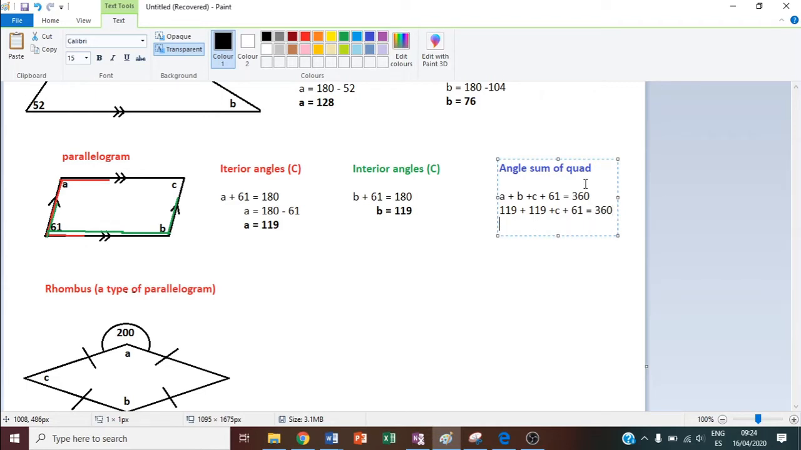My equal signs aren't lined up. I really like to have my balanced equation, so I'll line that up. Okay, 119 plus 119, that's going to be 238, plus the 61 is 299. So 299 plus C equals 360.